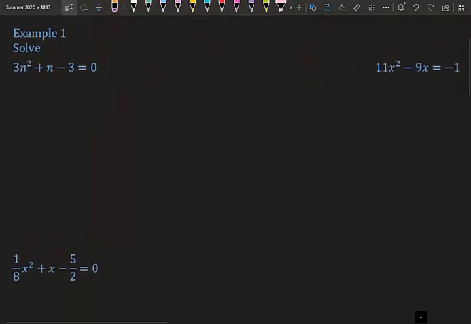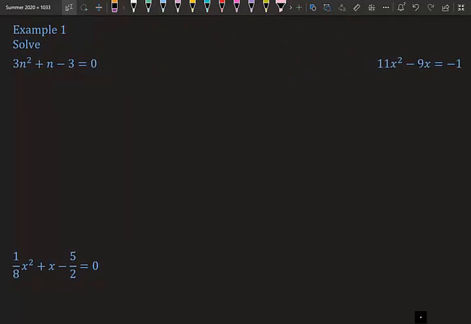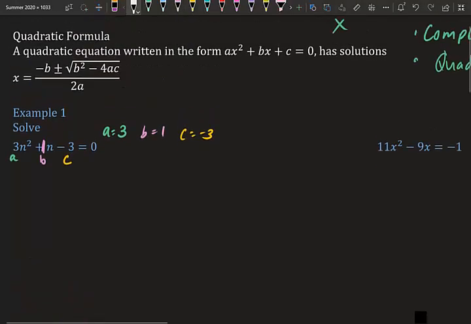Alright, so let's solve this. We can factor it, or we can complete the square, or we can use the quadratic formula. So if you cannot factor, you can still solve for x by using the quadratic formula. So if it's a prime trinomial, you can solve for x by using the quadratic formula. So you always want to label your a, your b, and your c. So a is 3, only take the number. b is 1, because there's always a 1 in front. And c is negative 3. And we're going to plug it into our handy-dandy formula.